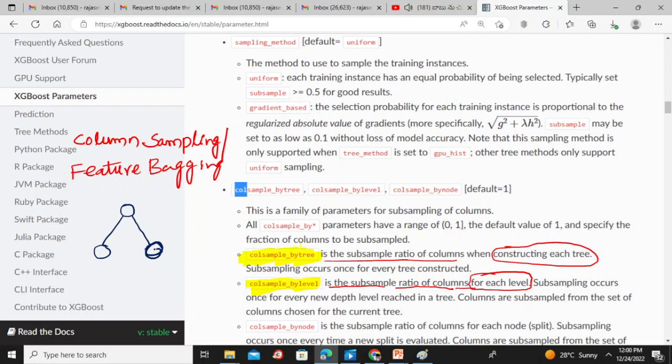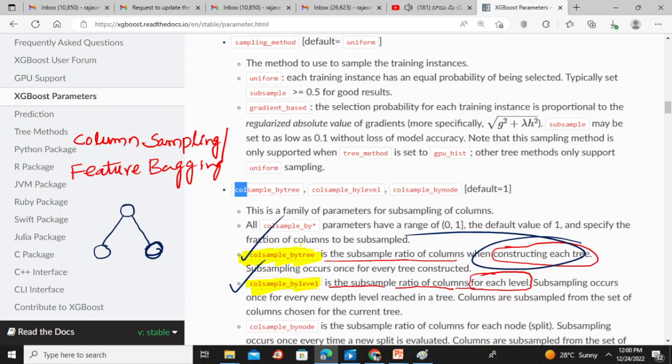So there are two types: one is column sample by tree and another is column sample by level. One is to construct the whole tree, where you limit the number of features. The second is, at any node in the tree, you limit the set of features. Those are the two ways of introducing column sampling or feature bagging into GBDT.